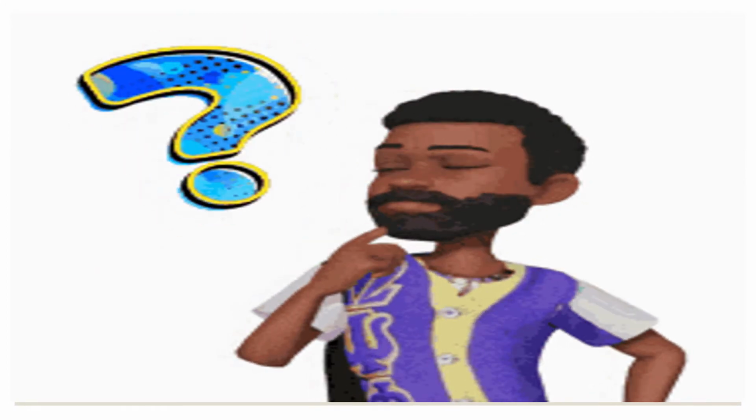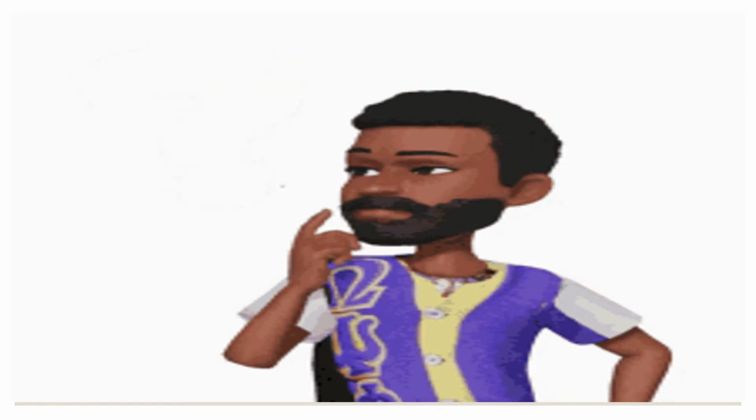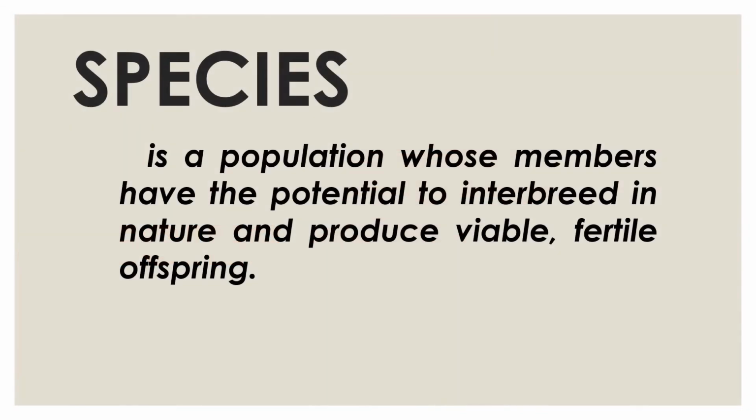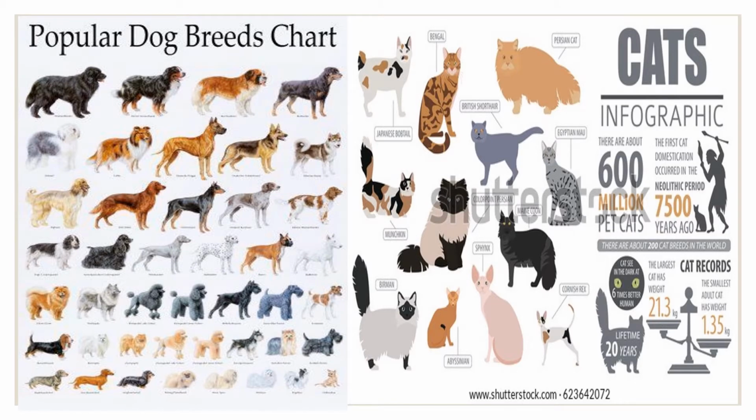In order to answer this, we need to remember that dogs and cats are different species. So, what is species? Species is defined as a population whose members have the potential to interbreed in nature and produce viable, fertile offspring. This means variety of domesticated dogs are all the same species of dogs, even if each one looks different. Same as with domesticated cats. All the different cat breeds are still the same species.